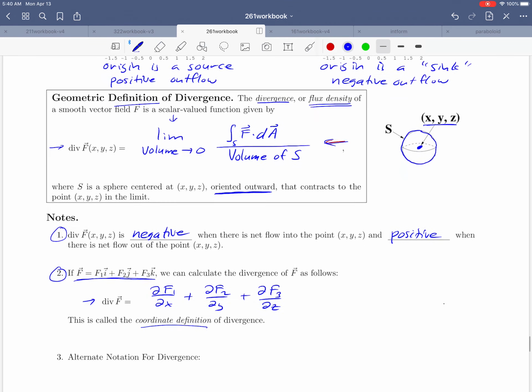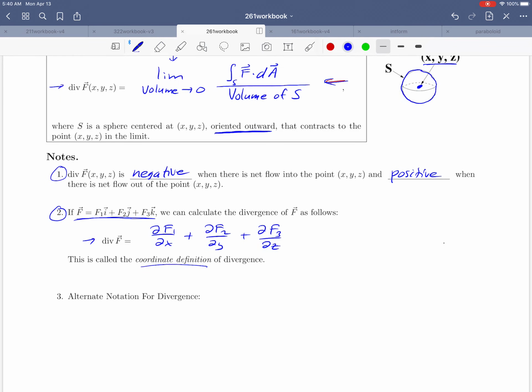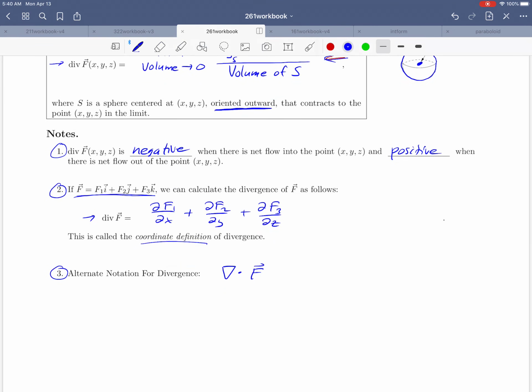I want to close this page by making one notational observation. That's note number 3. There's an alternate notation for divergence that's convenient. If you're a physicist, you may very well have seen this notation before. We can write divergence in shorthand as del dot f. That upside down triangle is the del operator that we introduced back in section 18.3. Let's remind ourselves what that was. Del was just an empty operator of partial derivatives. It's like a gradient without a function.